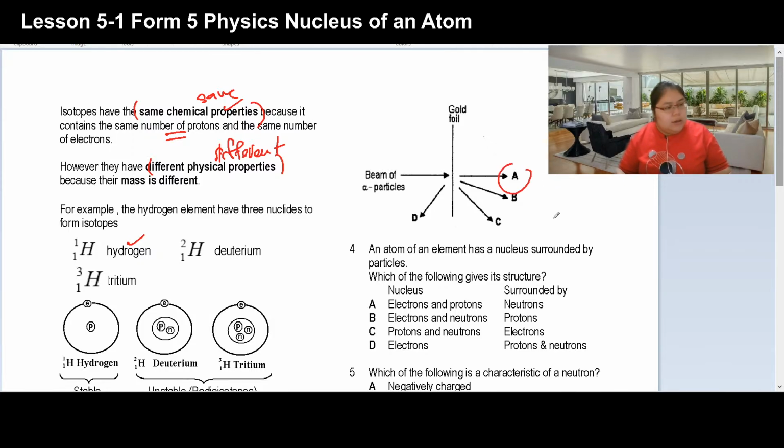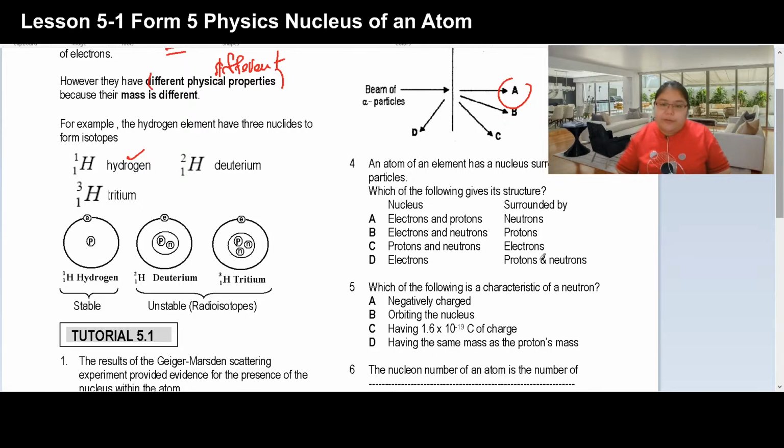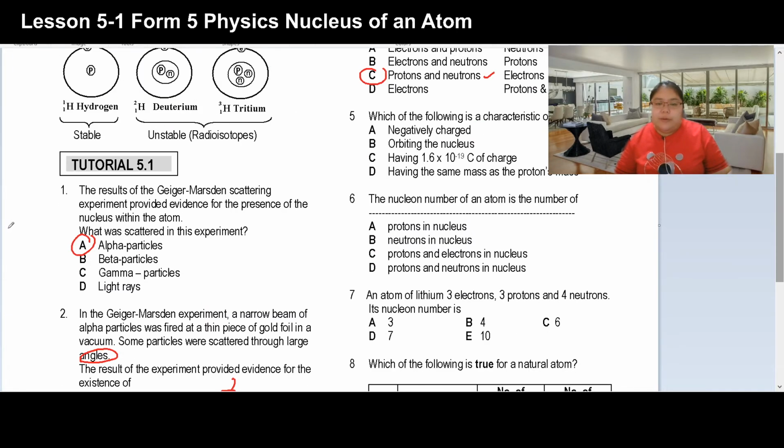Okay, then we continue with number 4. They have a nucleus surrounded by particles. Which one gives the structure? Inside the nucleus, actually, what do we have? We have proton and neutron, is it? Surrounded by the electron.